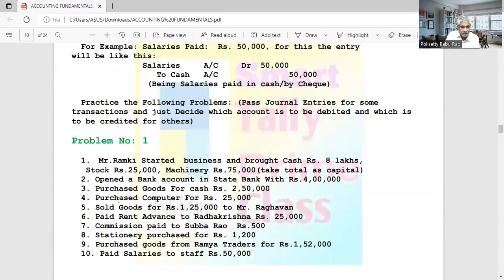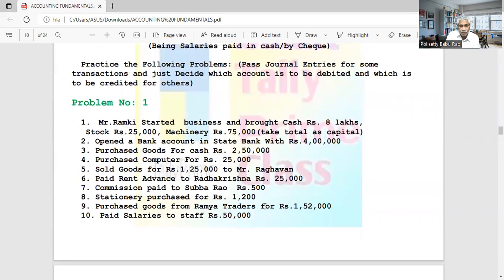Purchased computer for 25,000. Purchased computer for 25,000 means purchased for cash only. The name is not given. If it is credit, the name will be there. If not given, this is not credit. Purchased computer for cash means it is implied that 25,000 rupees is paid in cash.